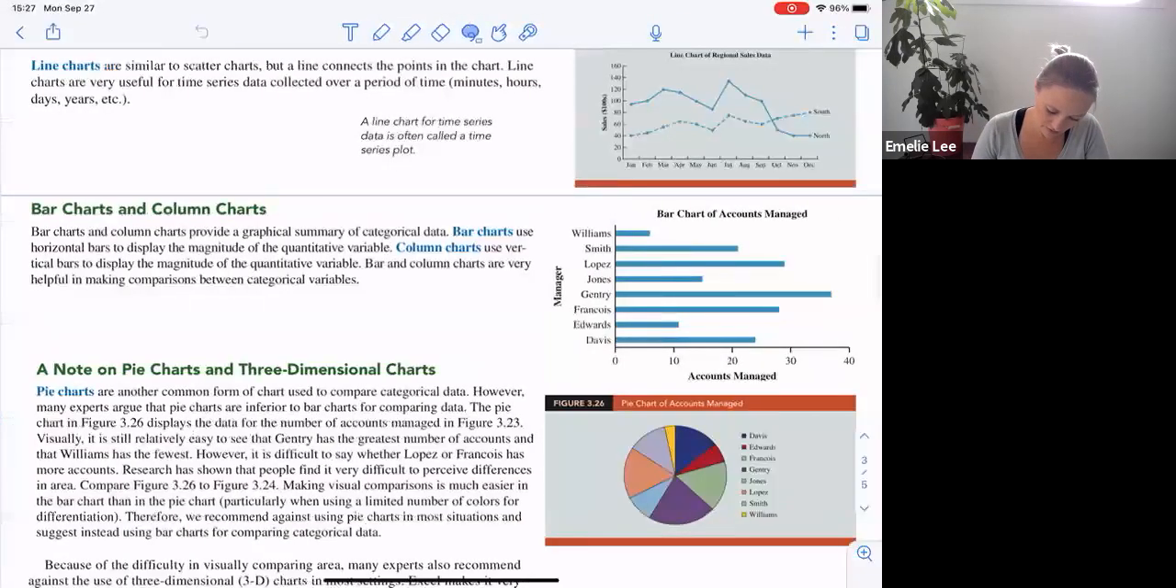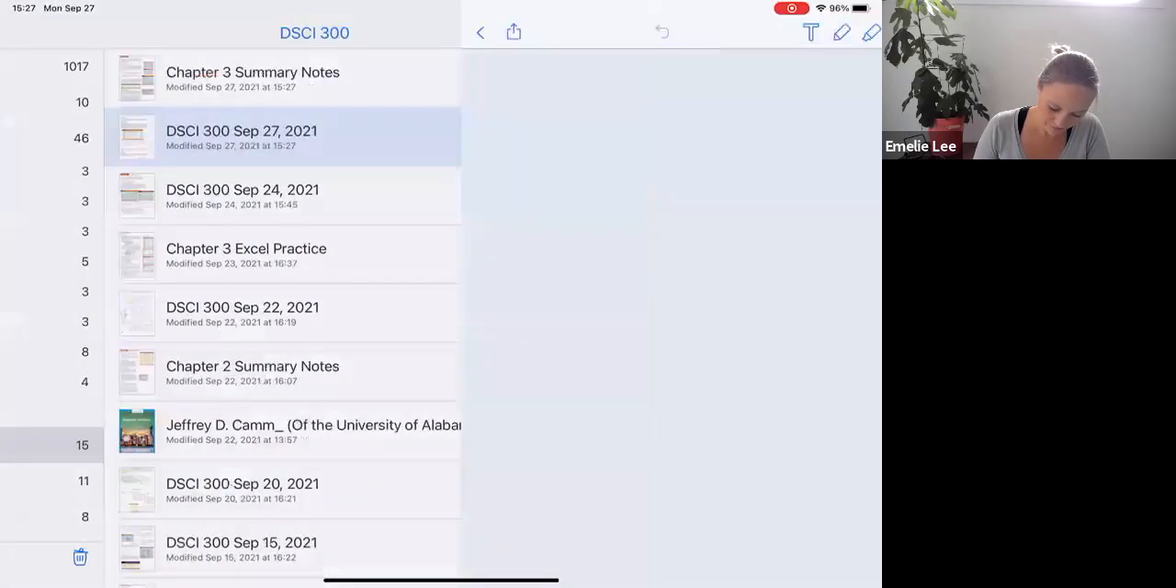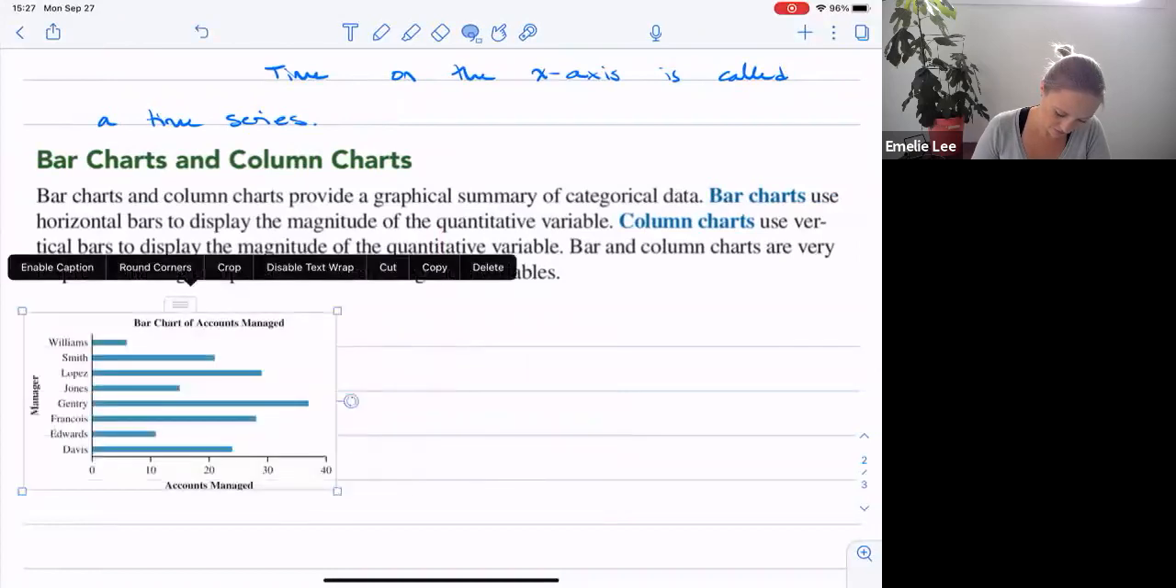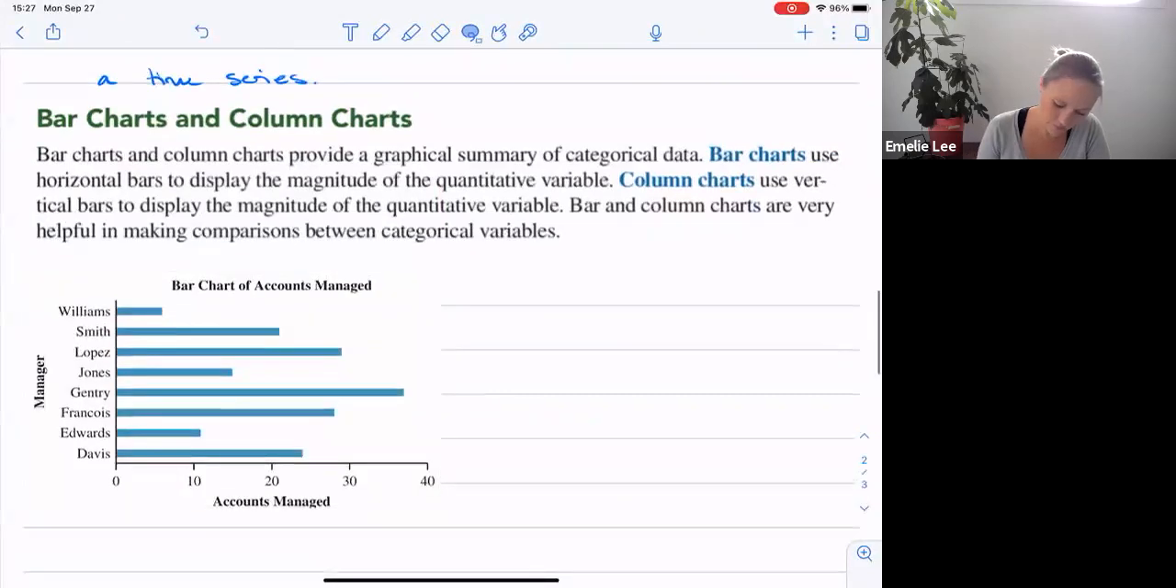But I also want this example here. Okay. So bar charts and column charts, I'll choose Apple every day. Every day. Hashtag basic. I can't have anything but. Are you kidding me?